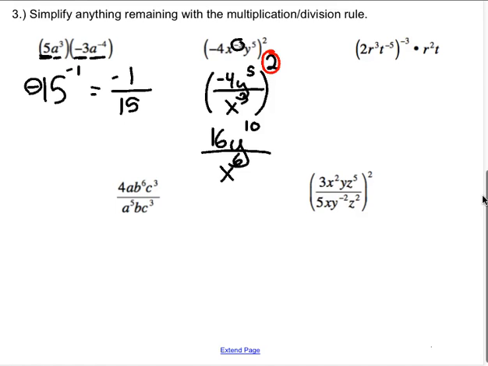For the next one, again, I see a negative exponent within the parenthesis and it's not able to combine with anything right away. So I'm going to clean up that parenthesis. So I'm going to have the 2r cubed, and I'm going to move that t to the 5th down so it can have a positive exponent right away. Okay, I'm going to take care of that negative exponent.